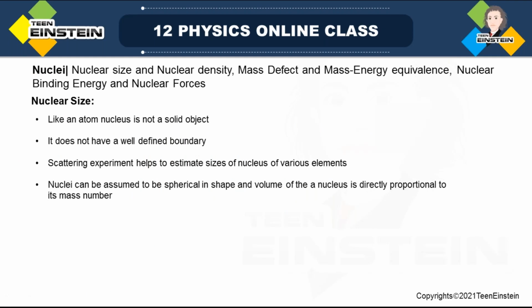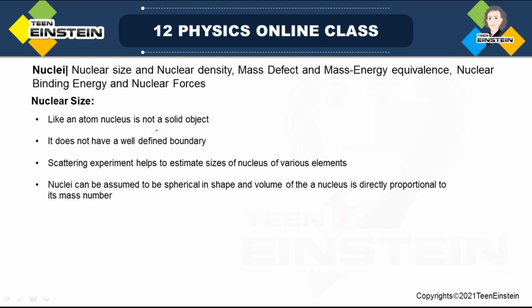See, nuclear size we had seen in the alpha particle scattering experiment. The size of the nucleus is very, very tiny, and it is of the order of femtometer. Femtometer means 10 to the power minus 15 meter. So this is nearly the size of the nucleus. We have seen this can be estimated by scattering experiment.